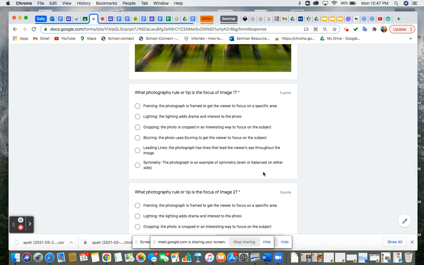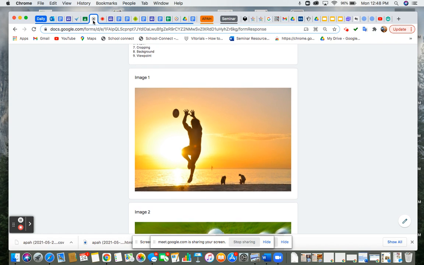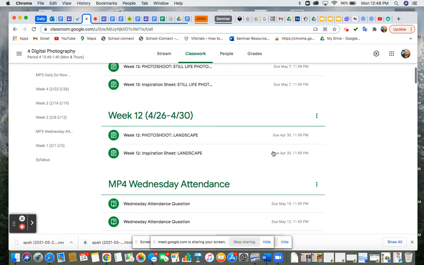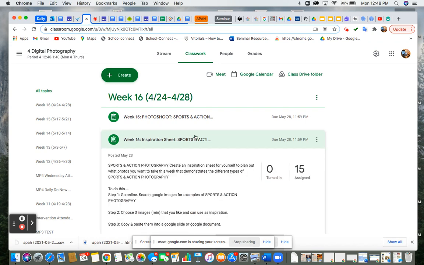So do you think image 1 is an example of framing, lighting, cropping, blurring, leading lines, or symmetry? And look at those same ones that apply to the second photograph, and just do your best guess on which one you think stands out the most. Okay? And when you're done with your do now, remember, as always, to come back to Google Classroom and make sure you hit the turn in button here. Okay, so I'll give everybody a minute to do that, and then we'll go through our content for this week.